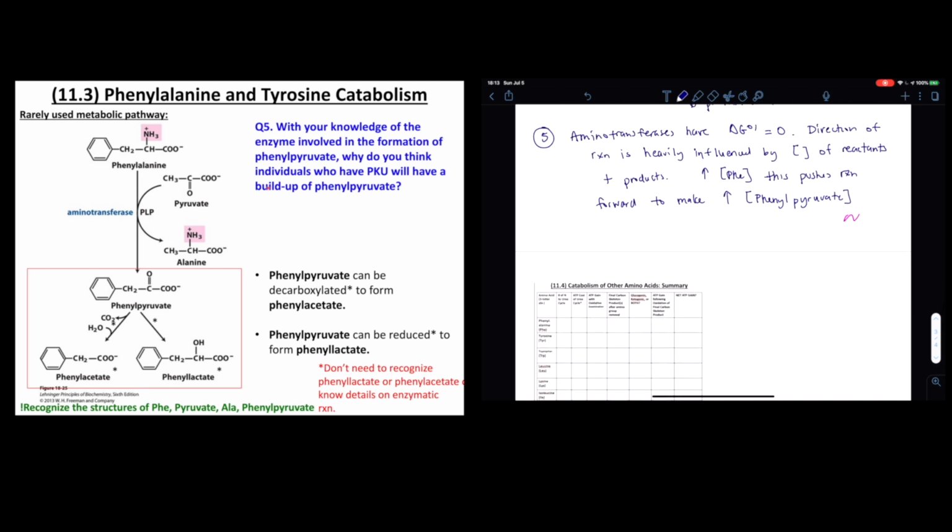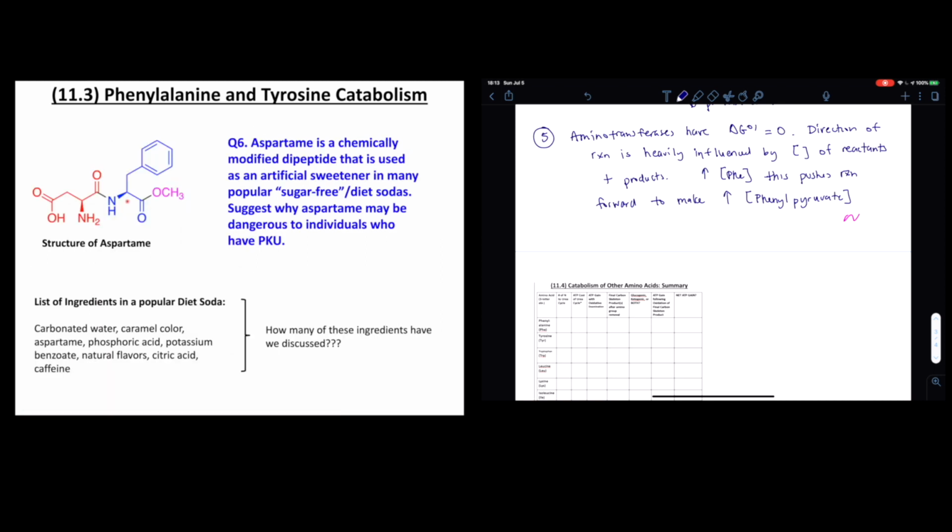Okay, so I hope that makes sense. It's just a review of our knowledge about phenylalanine and aminotransferases once again. Okay, the next thing I want to talk about is aspartame. So I mentioned this to you already before. This is a dangerous compound for individuals who have PKU. They don't want to consume a lot of this.